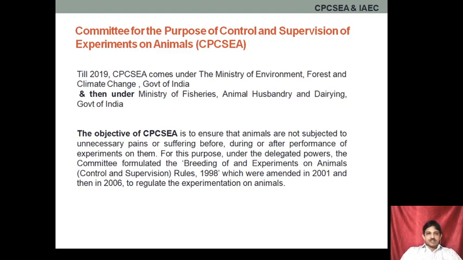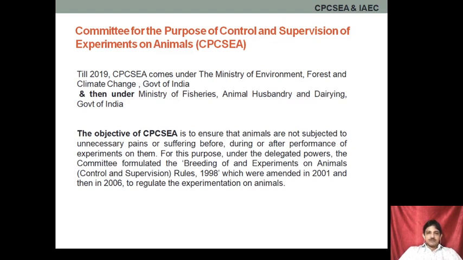First we should know that the CPCSEA originally came under the Ministry of Environment, Forest and Climate Change, Government of India, till May 2019, and then it came under the Ministry of Fisheries, Animal Husbandry and Dairying of the Government of India. So now it is under the Ministry of Fisheries, Animal Husbandry and Dairying of the Government of India.